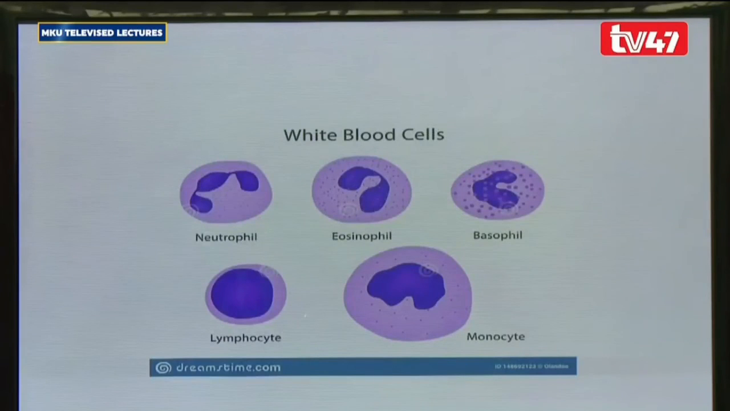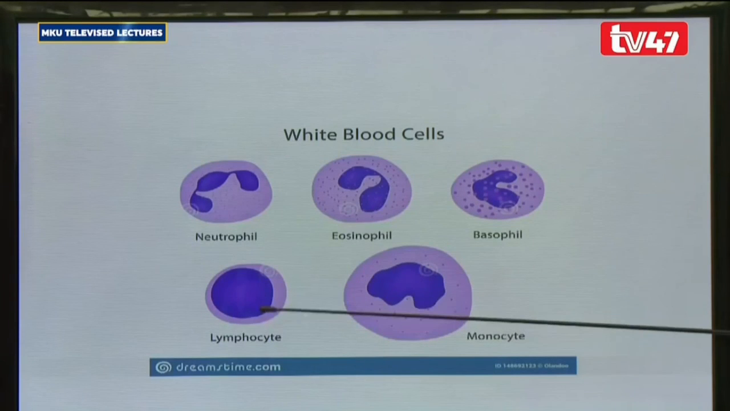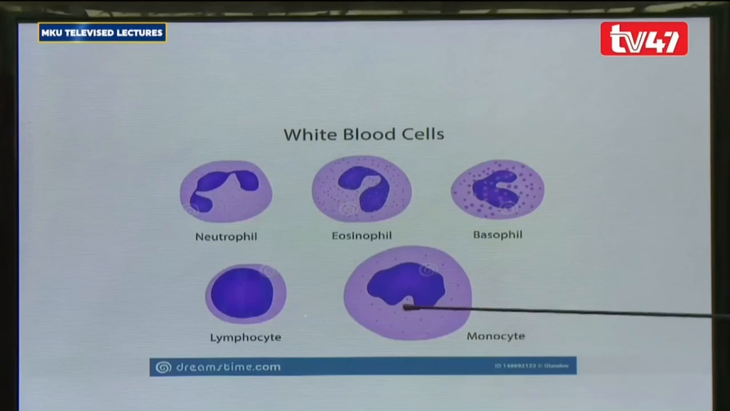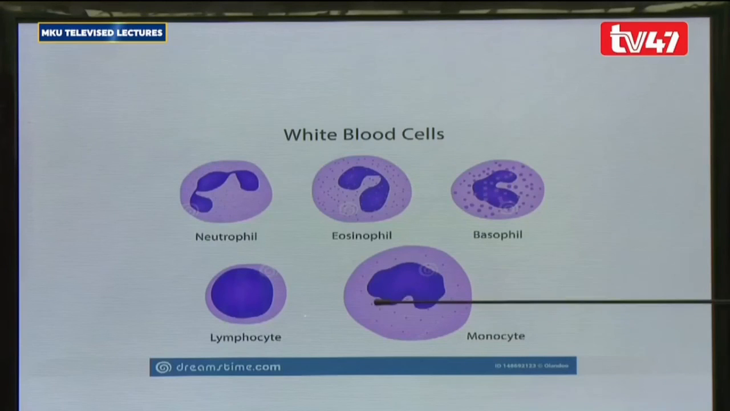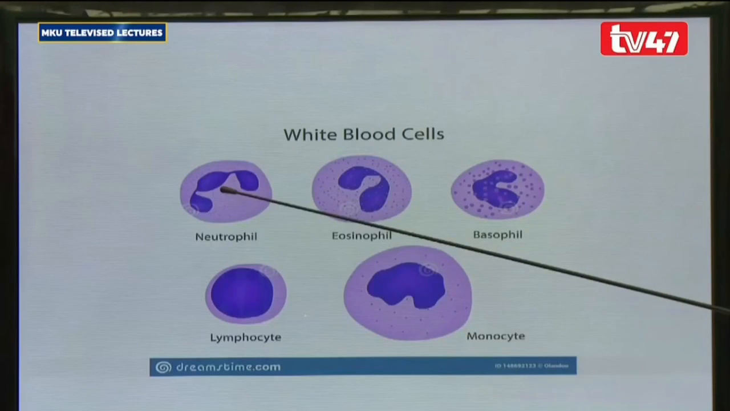To differentiate our white blood cells, this is what the lymphocyte looks like: no granules in the cytoplasm and a large spherical nucleus. This is the monocyte, which has a bean-shaped nucleus. That is the neutrophil with 3 or more lobes in the nucleus. This one has 3. This is the eosinophil with 2 lobes in the nucleus. And this is the basophil with a kidney-shaped nucleus.